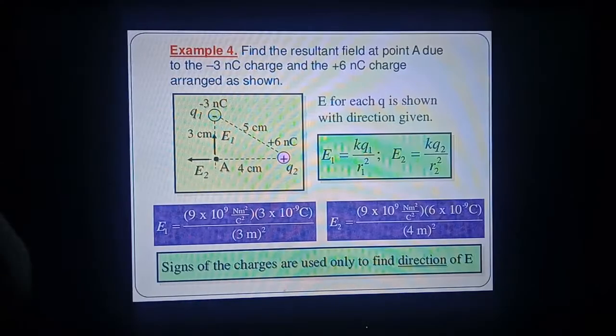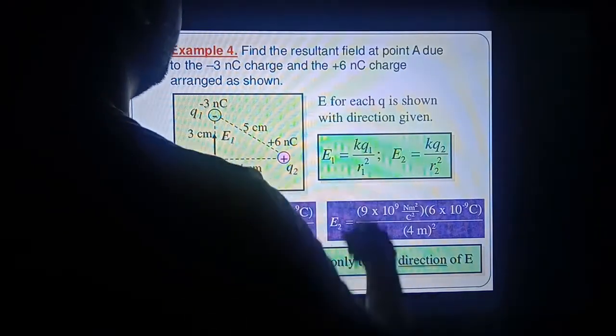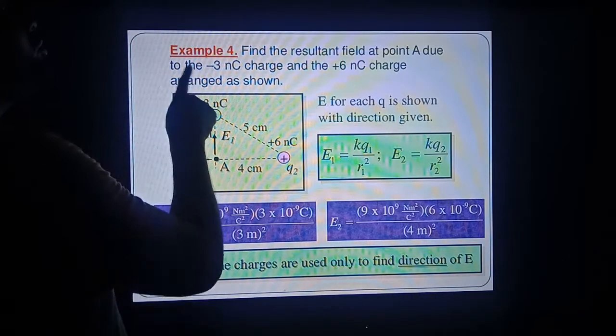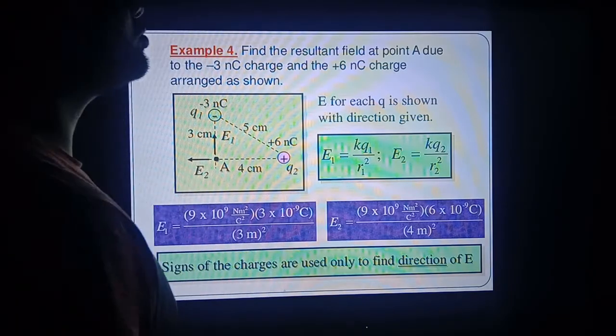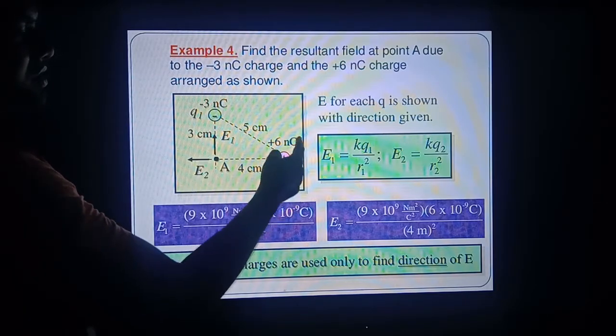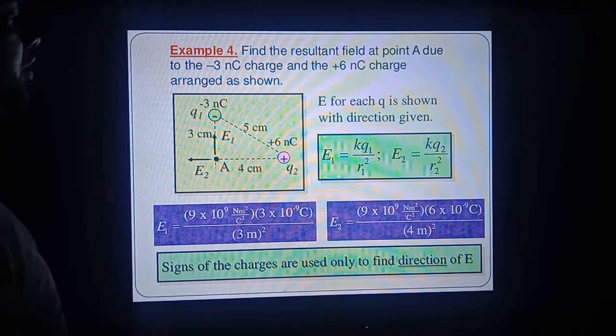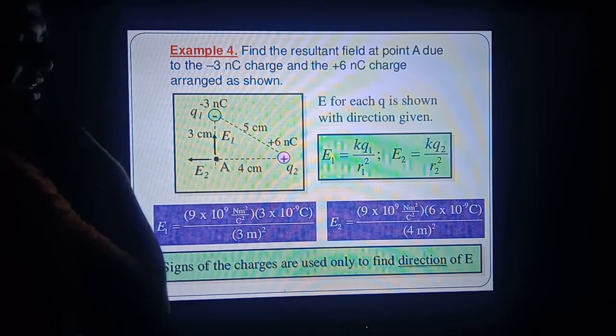Let's see the fourth example. Find the resultant field at a point A due to the -3 nanocoulomb charge and the +6 nanocoulomb charge, arranged as shown. This is the -3 nanocoulomb charge, this is the +6 nanocoulomb charge. We have to find out the electric field individually as well as the resultant electric field.